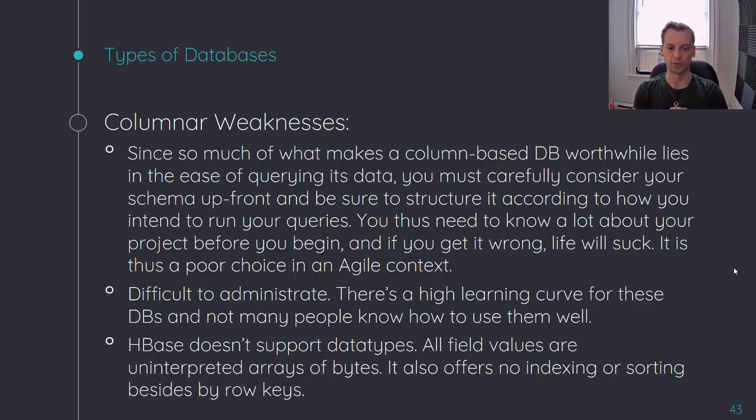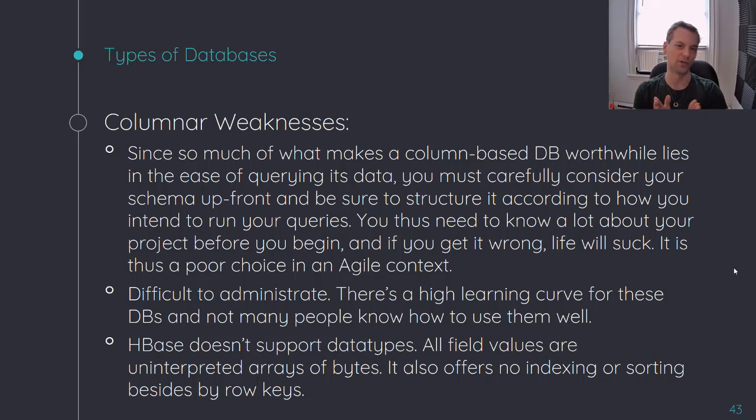HBase is difficult to administrate. There's a high learning curve, and not many people know how to use it well. HBase doesn't support data types. All field values are uninterpreted arrays of bytes, and it offers no indexing or sorting except by row keys.